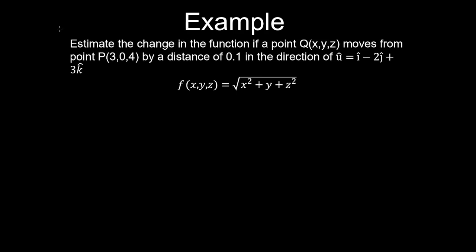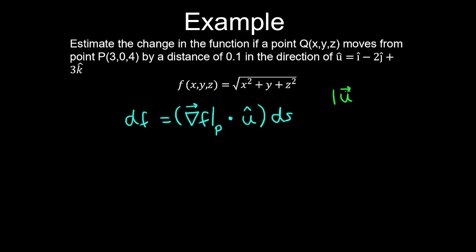Estimate the change in the function if a point q moves from point P by a distance of 0.1 units in the direction of the given vector. So recall the change in f is the directional derivative in the direction of u, which is the dot product between a gradient of f evaluated at point P and the unit vector, multiplied by the incremental change in that direction. So note that this here is not a unit vector because it doesn't have a length of 1. So we need to normalize it.